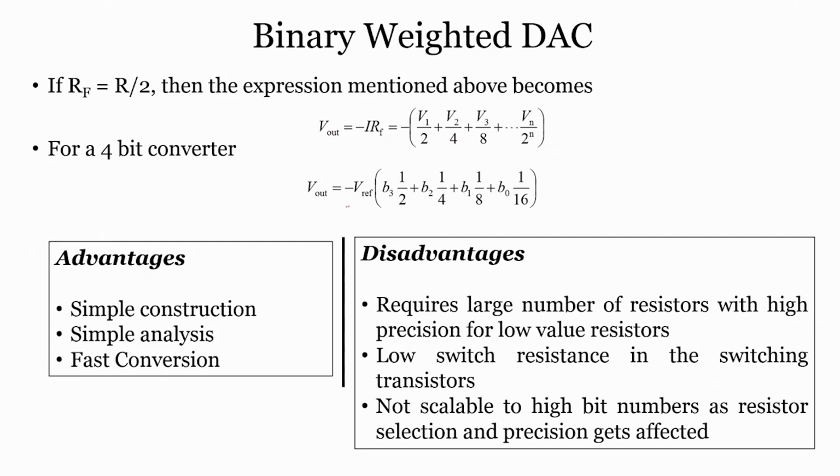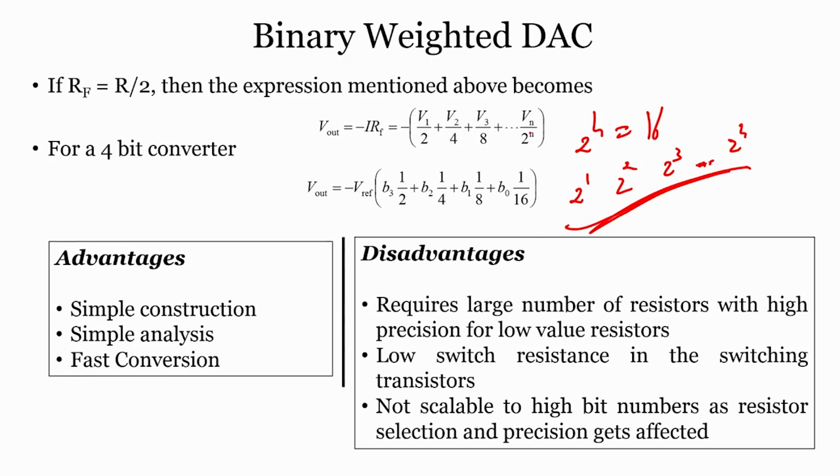For a 4 bit converter, it will be B3, B2, B1, B0, with weights 1 by 2, 1 by 4, 1 by 8, 1 by 16, because 2 raised to 4 is 16. You start with 2 raised to 0, then 2 raised to 1, 2 raised to 2, 2 raised to 3, like that. Here the first bit is 2 raised to 1, which is 2, then 2 raised to 2, 4, 2 raised to 3, 8, until 2 raised to 4, which is 16. You do not have to go further because there are only 4 bits in this converter.